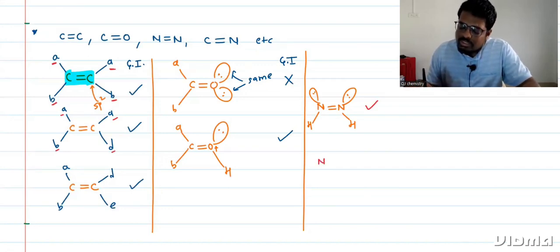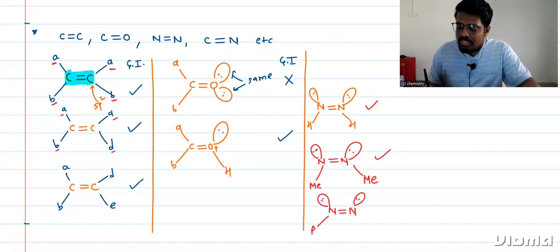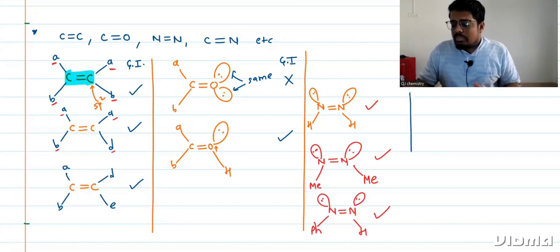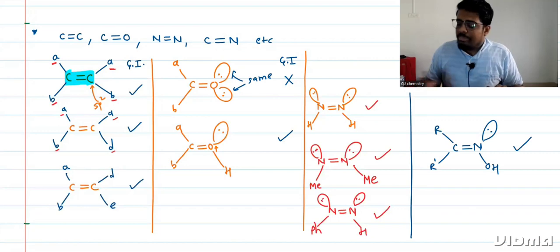If you replace this hydrogen atom with a methyl group, then also geometrical isomerism is possible. If we keep one hydrogen atom and one methyl or one phenyl group, then also geometrical isomerism is possible for this type of system, right? Next is the carbon double bond nitrogen type of system. Here carbon has R dash attached, and there's one lone pair on nitrogen and an OH group, right? So C double bond N type of system. These are the possible cases where geometrical isomers are observed.